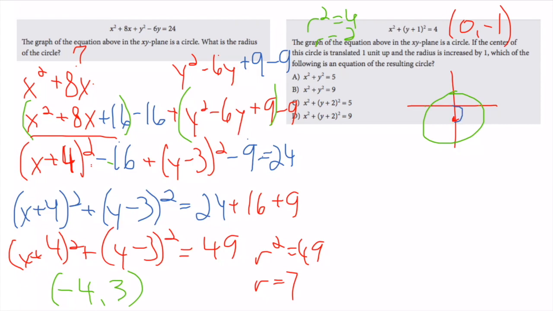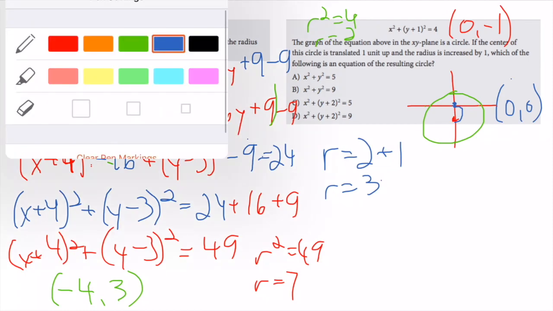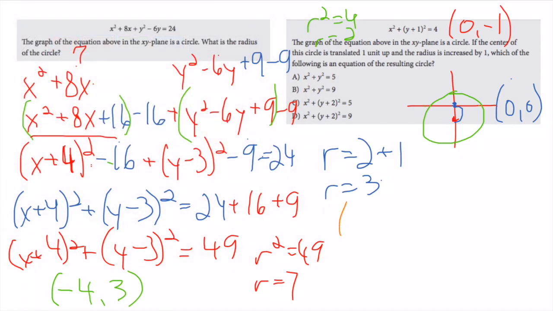it would get me right back to the origin. So the center of my circle is now 0, 0. My radius was 2, but it's asking me to increase it by 1. So now my radius equals 3. So now I have the center, I have the radius, and I just want to plug into the equation of the circle. So the equation of the circle is, again, x minus h squared plus y minus k squared equals r squared.